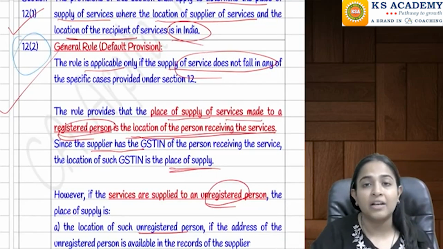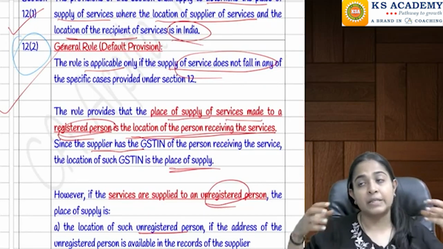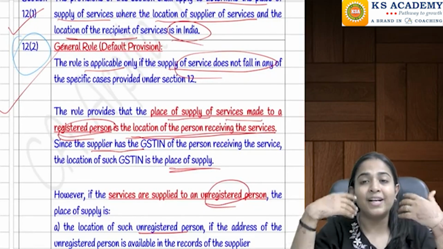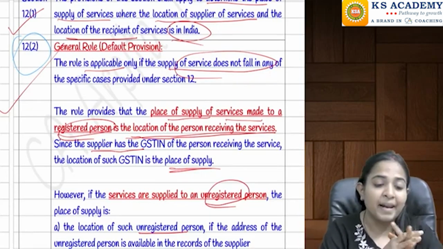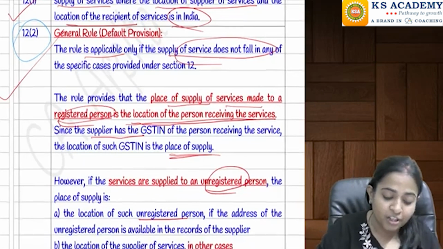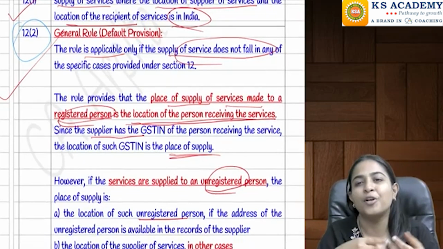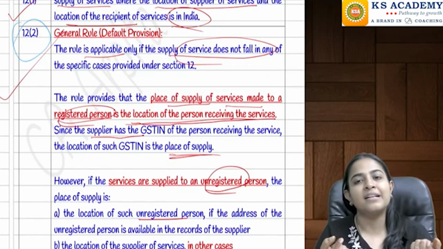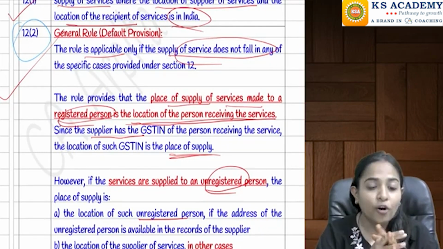So now let's understand what this default provision is if you are not falling under any of the specific cases. If any service is being provided to a registered person, the place of supply is going to be the location of the recipient. Okay, they are assuming that the supply is going to be consumed there. GST being a destination based consumption tax, the place of supply will be the location of the recipient.